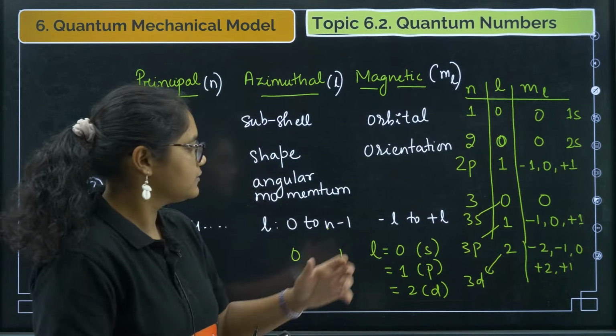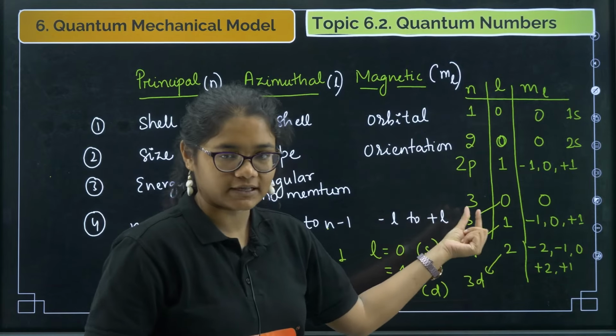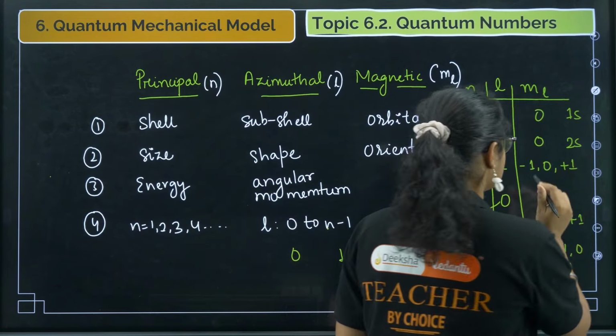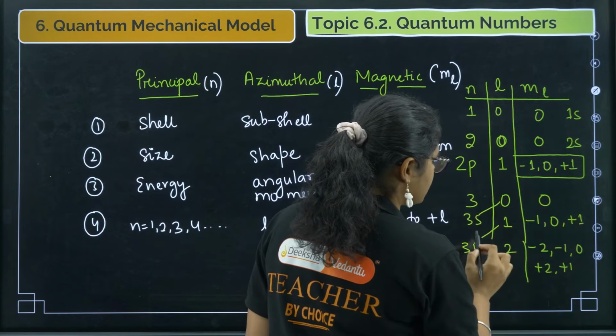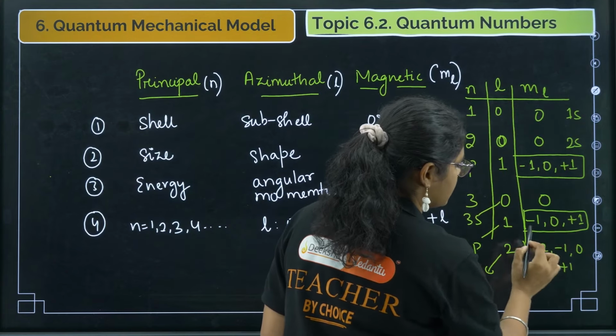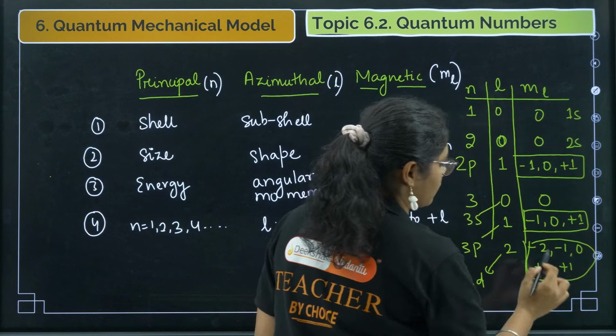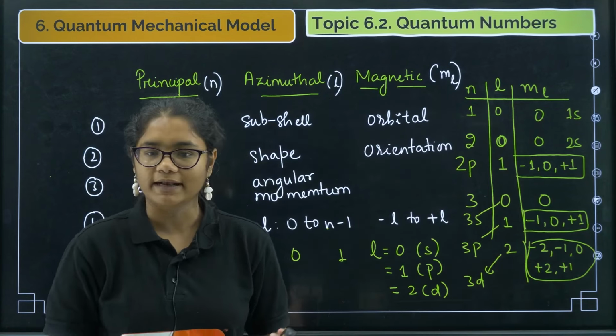So I can say that 2p subshell, how many orbitals does 2p have? 2p has 3 orbitals, 3s has 1 orbital, 3p has again 3 orbitals, and 3d has 5 orbitals. I hope you are getting it.